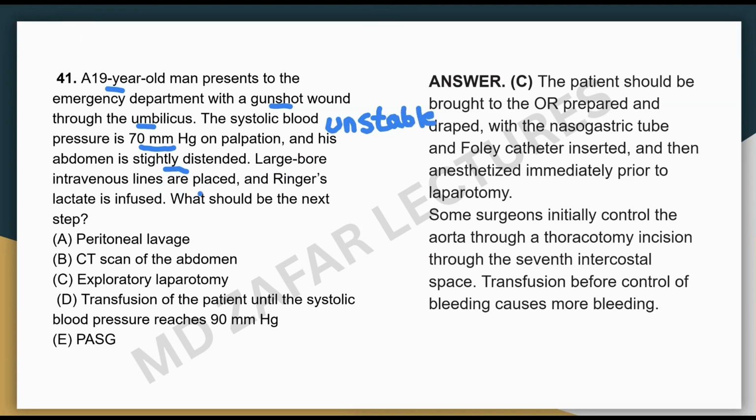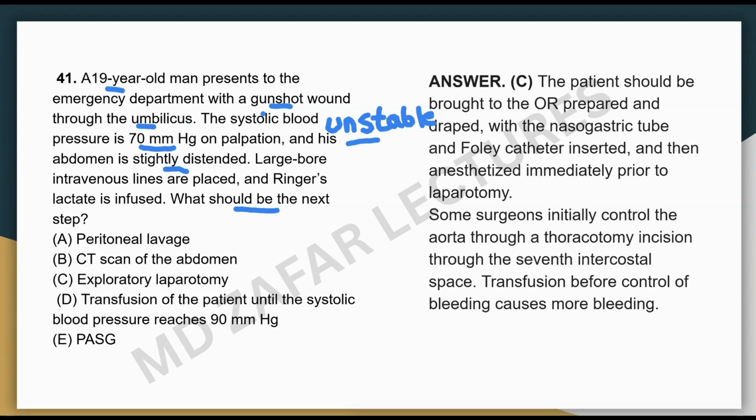Large IV lines have been placed. Now they are asking what should be the next step. So in gunshot scenarios, stab wounds or RTAs, you have to make sure that you follow a specific algorithm. And the very first step in the algorithm is to define whether the patient is unstable or stable. After that, I will explain this in the diagram as well. Once you have established whether the patient is stable or unstable, it will be very easy for you to follow the next step.